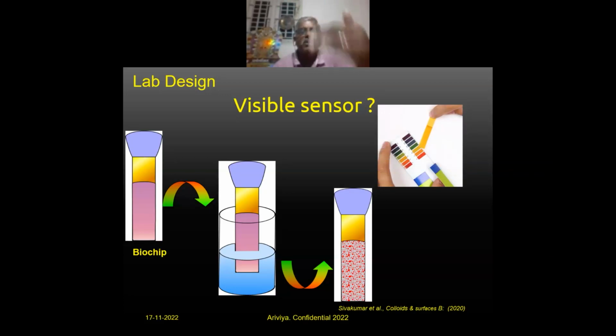So whether it's possible to bring this kind of visible sensor, as you know, every day we are using pH paper. This is one of the innovative sensors, which is made from seaweed. Like this, whether it's possible to bring the visible sensor.